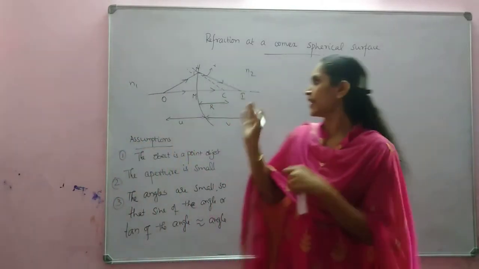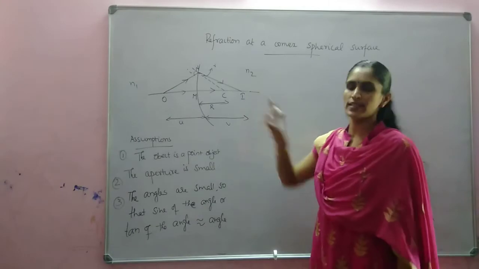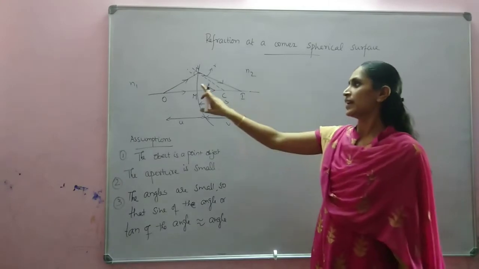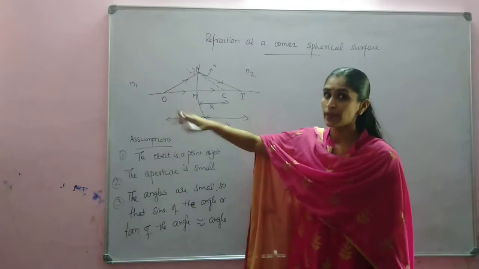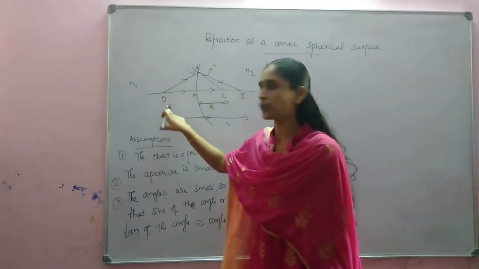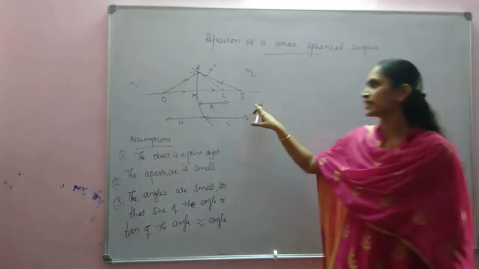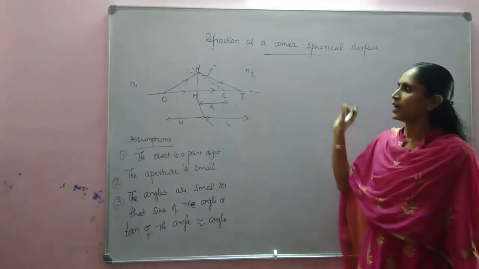Now we are going to find an expression connecting object distance, image distance, and radius of curvature, in terms of the refractive indices also. N1 is the refractive index of the first medium in which the object is kept. N2 is the refractive index of the second medium where the image is. Now we can start.